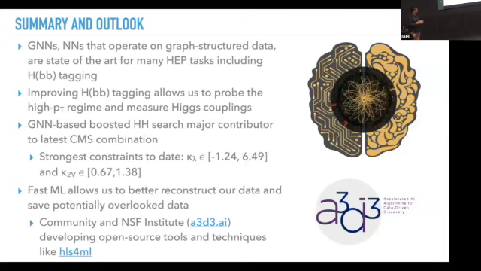FastML allows us to better reconstruct our data and save potentially overlooked data. And there's a community and NSF Institute, A3D3, that's developing open source tools and techniques like HLS for ML to enable this. So thank you.